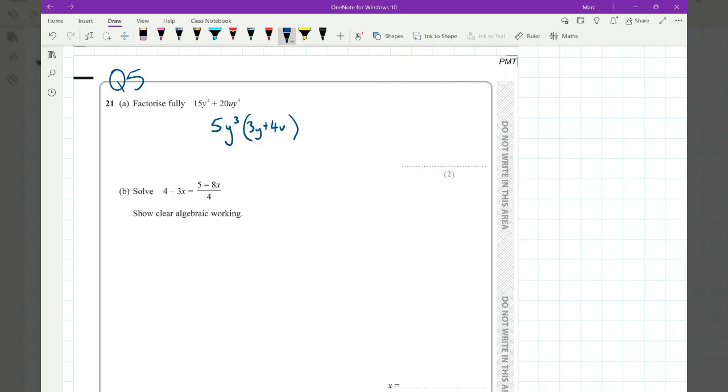leaving a 4u. Now, if you look inside the bracket when you do one of these factorizations, you can double check whether there's anything else that it can be divided by inside. If it can, then it's not fully factorized, and you've got to take that just a little bit further.